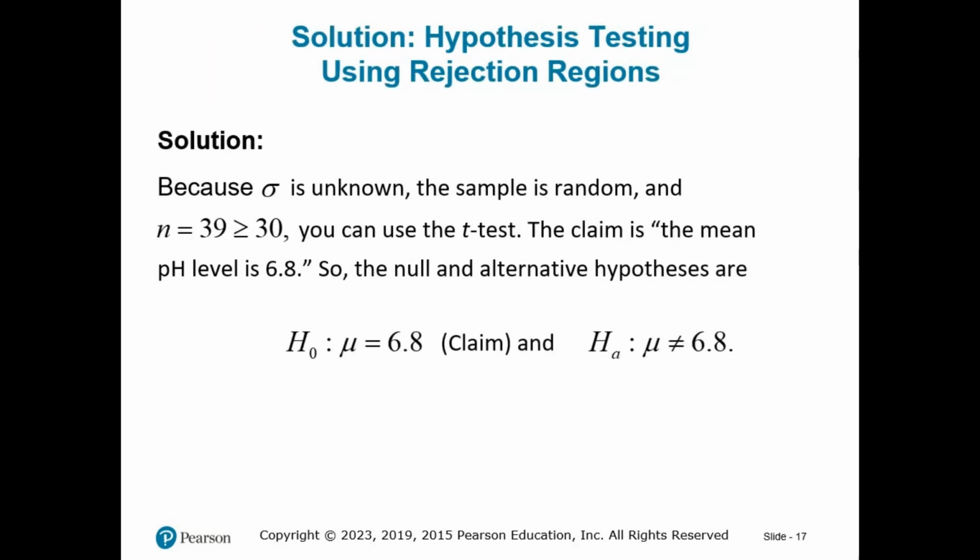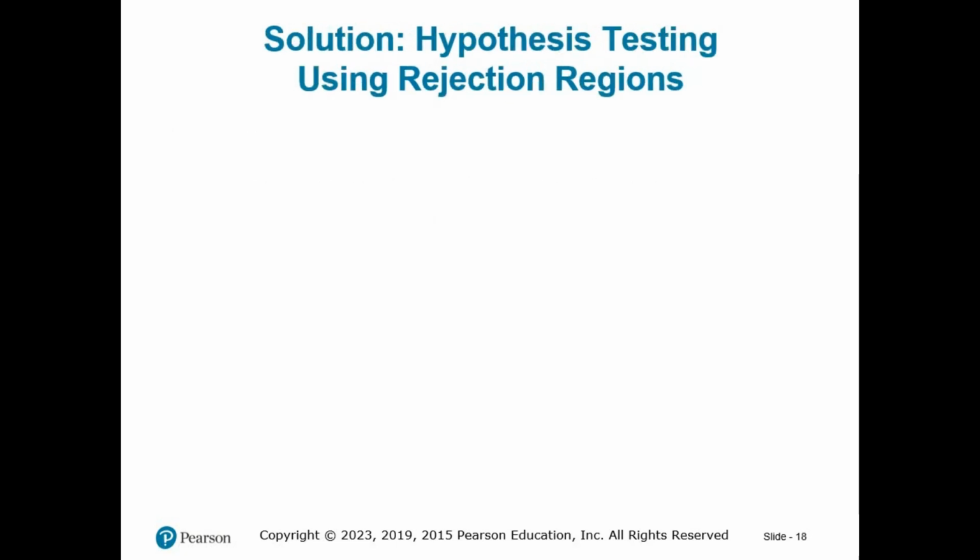So the null hypothesis, H naught, is mu equals 6.8. That's your claim. And H sub A is mu does not equal 6.8. Okay, what's next? What does that mean for the nature of our test? Because it's not equals, that means it's a two-tailed test.